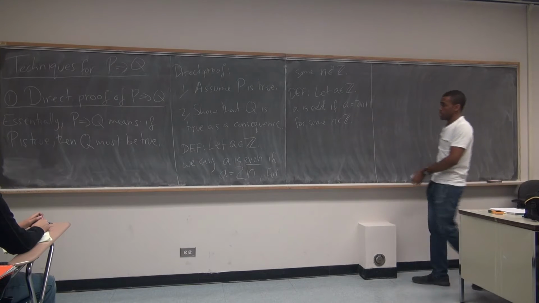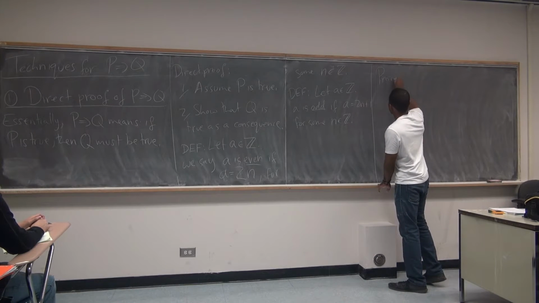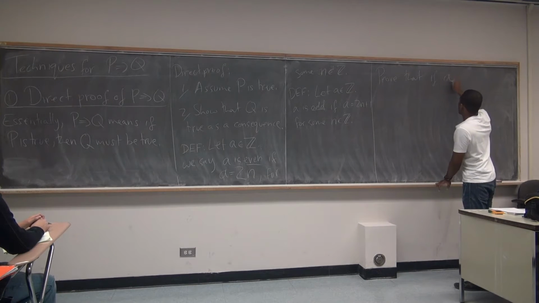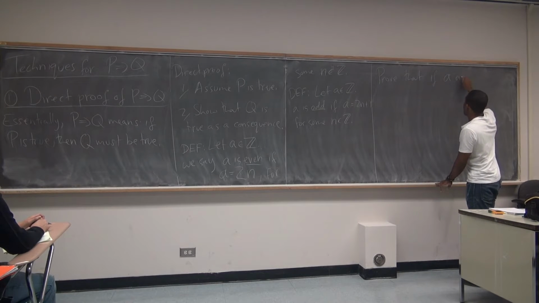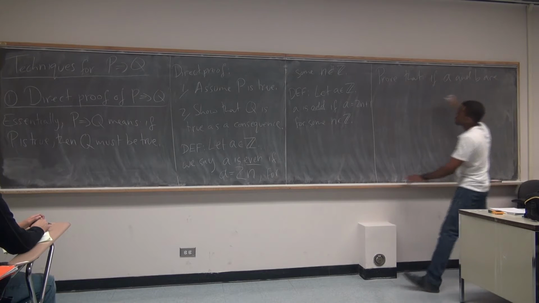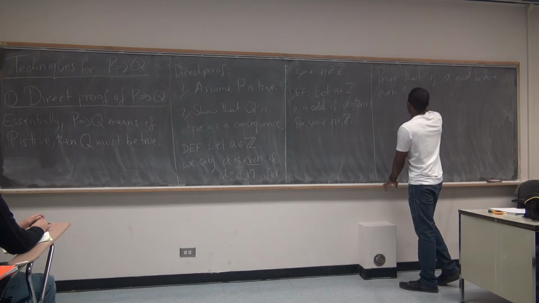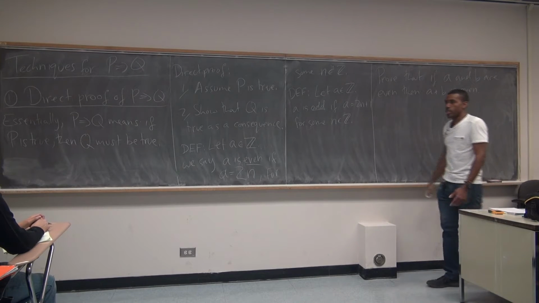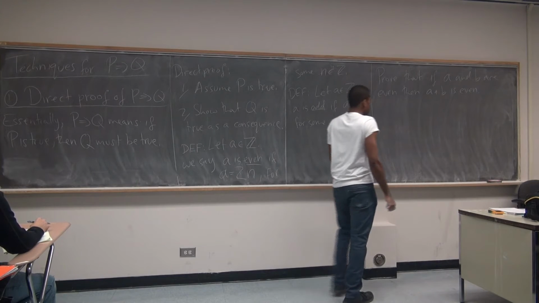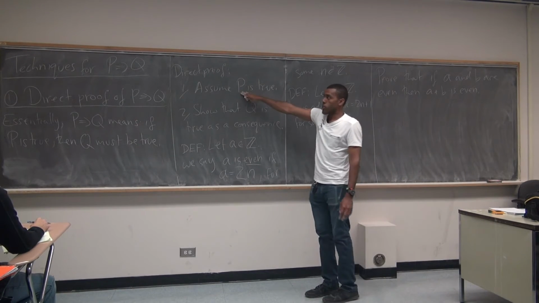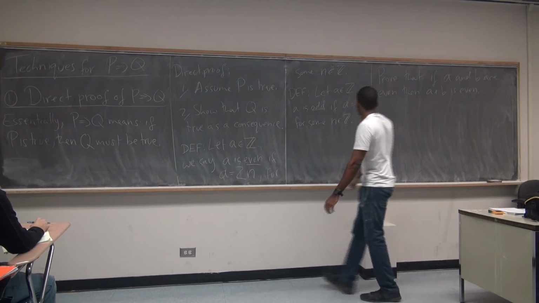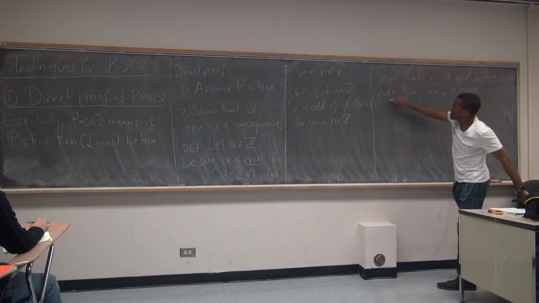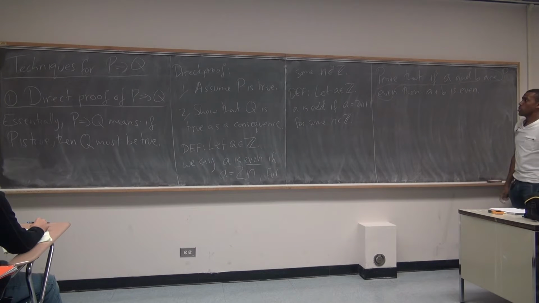So for example, I can make the statement, prove that if A and B are even, then A plus B is even. Right? Prove that if I add two even integers, I get another even integer. How would you actually prove that? Well, doing a direct proof, the first thing you would do is you would assume P, right? Now in this statement, what is P? A and B are even. A and B are even is the statement P, right? That's your P. What is the Q?